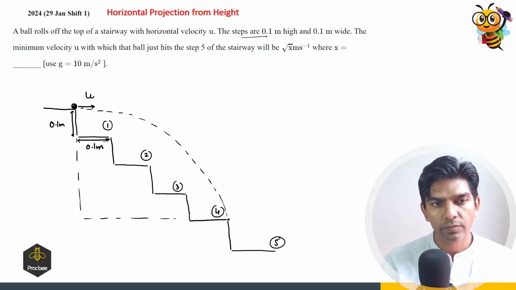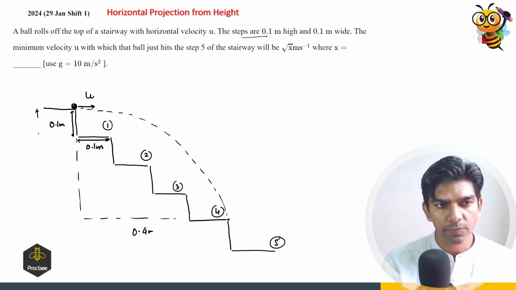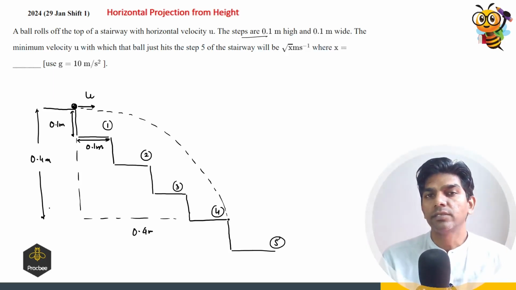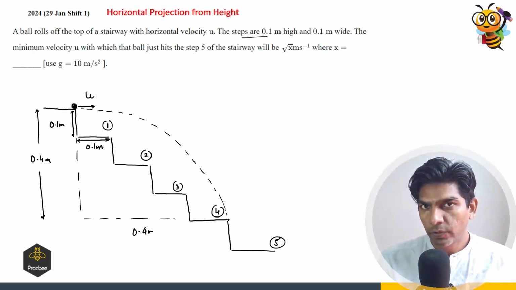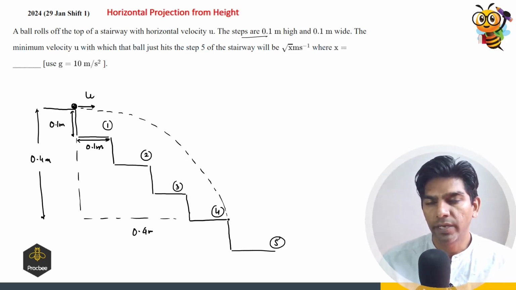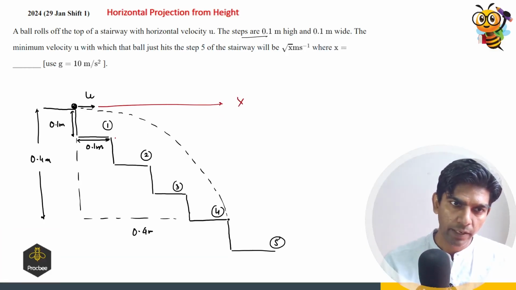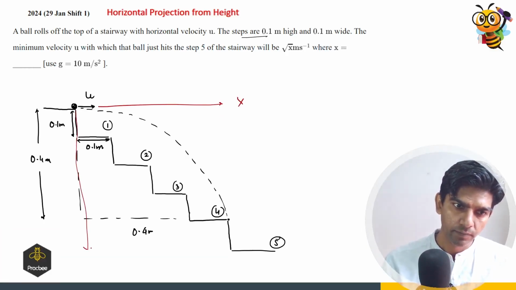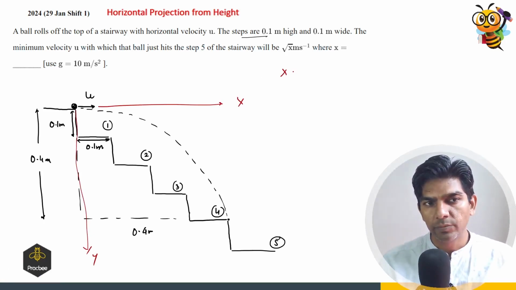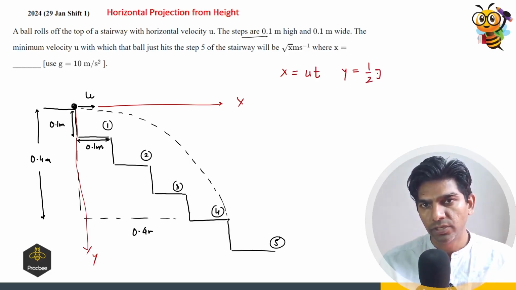horizontal displacement? We can say it will be 4 times, that will be 0.4 meters, and the vertical displacement will be 0.4 meters. Now in this case, we can use the equation of trajectory for a projection from a height horizontally. And how can we do that? If I assume horizontal as the x-axis and vertical as the y-axis, then x can be written as ut and y can be written as half gt square.